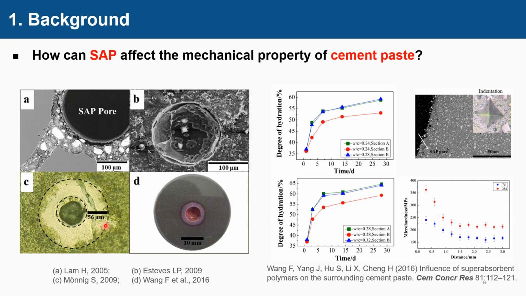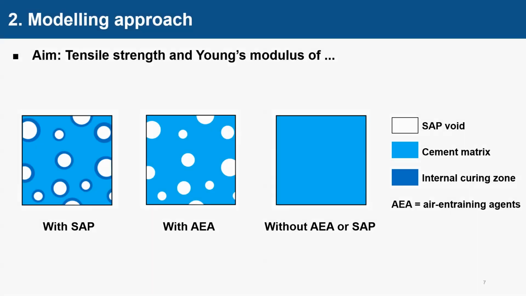So our aim is to build a model where we take into account both the negative effect of SAP voids and the positive effect of internal curing. Specifically, we want to look at the tensile strength and Young's modulus of a cubic cement paste with SAP and compare them to those properties of cement paste with the same content and distribution of air voids, but with no internal curing zone, and of cement paste with neither air voids nor internal curing zone.